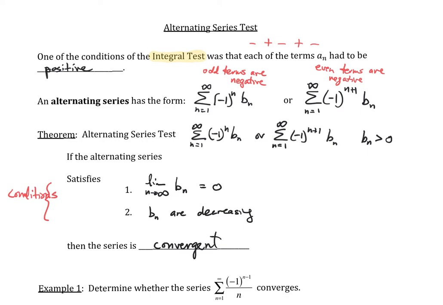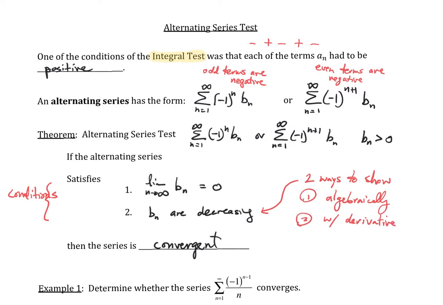Now I want to make a quick parenthetical comment here. There are two ways to show that a function is decreasing that I've taught you. The first way is algebraically, and the second way is with a derivative. So we needed to show that something was decreasing in the past in order to use the integral test, right? So we've seen this idea before.